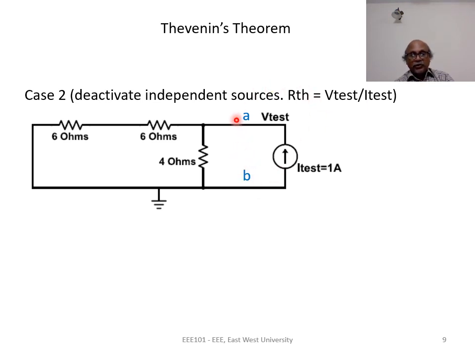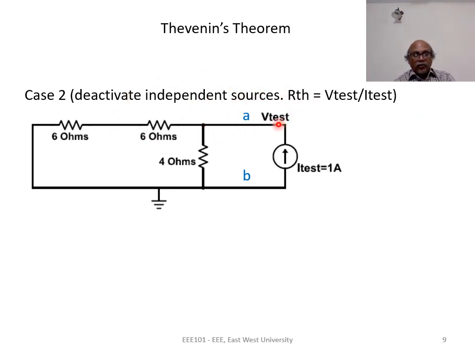Vtest is the voltage between node A and node B. Vtest and Itest should not satisfy passive sign convention. So the plus of Vtest is at node A and the minus of Vtest is at node B. I have grounded node B because I want to apply the nodal equation. Vtest is the voltage of node A.